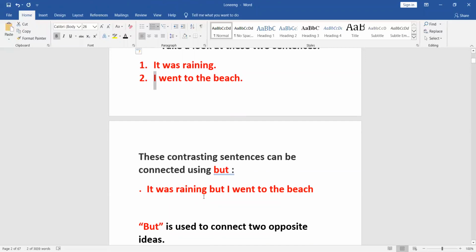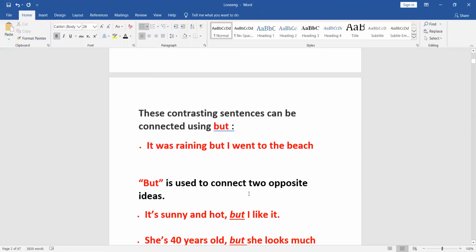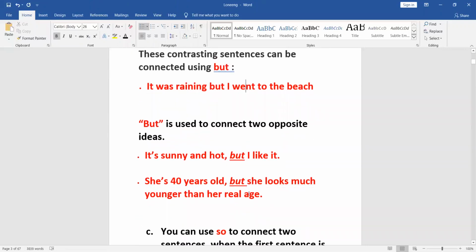So you will say something like this. It was raining, but I went to the beach. It was raining, still I went to the beach. You can also use still here. There is nothing wrong in using but. So you can say but, you can say still. You can also say, despite it was raining, I went to the beach. Okay, so here despite becomes a conjunction, but it doesn't actually come in the middle, connecting the two sentences. It starts right in the beginning. However, you can stick with the simple form, which is, it was raining, but I went to the beach.